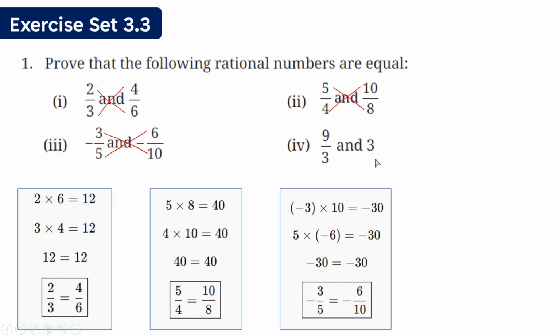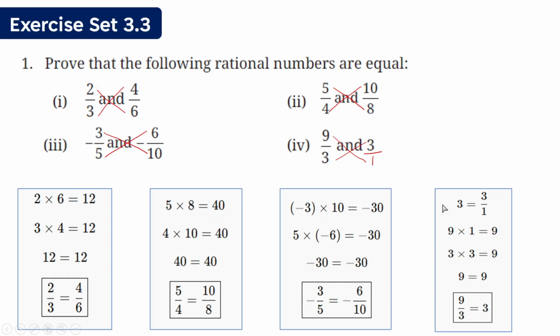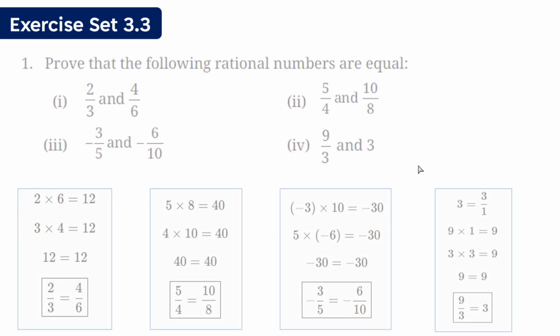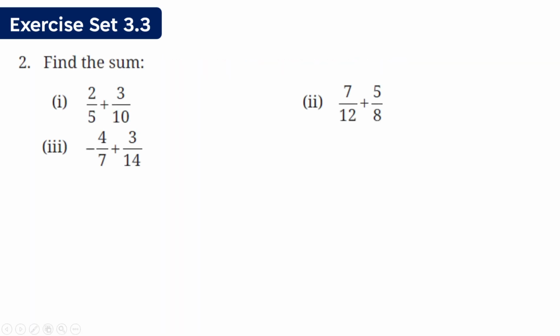The last subdivision, we see that there's a whole number here. This whole number 3 could be written as a fraction over 1 because any number divided by 1 gives back the same number. So we could just multiply 9 with 1 and 3 with 3. 9 times 1 is 9 and 3 times 3 is also 9. Hence, these are also the same, which means these fractions are also equal. Let's move on to the second question. So here we have been given fractions and we are to find out the sum of these fractions.